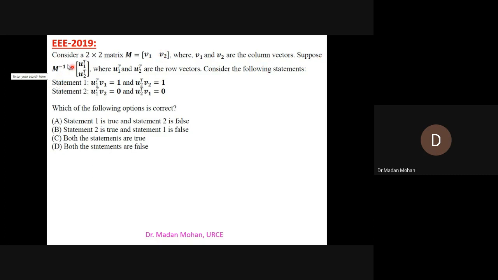Suppose M inverse is U1 transpose, U2 transpose. U1 transpose is a row vector. U2 transpose is a row vector. These two are row vectors. Automatically it is also a 2 cross 2 matrix. Consider the following statements. Statement 1: U1 transpose V1 equal to 1, U2 transpose V2 equal to 1. This is the first statement. Statement 2: U1 transpose V2 equal to 0, U2 transpose V1 equal to 0. Among these two, which statement is true? Or both are true or both are false?